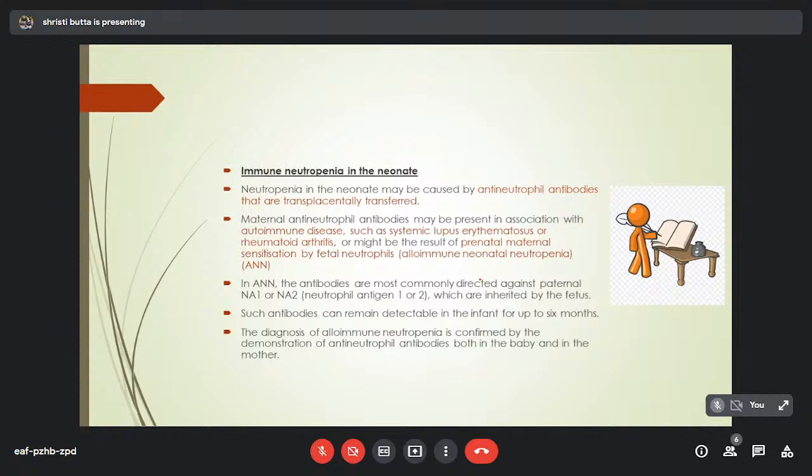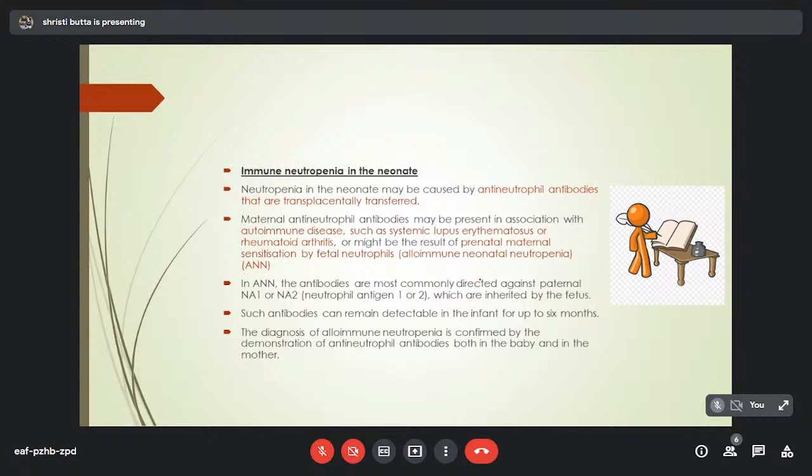Immune neutropenias in the neonate. Now, neutropenias in the neonate may be caused by anti-neutrophil antibodies that are transplacentally transferred. Maternal anti-neutrophil antibodies may be present in conditions like autoimmune disorders, SLE, rheumatoid arthritis, or might be the result of prenatal maternal sensitization by fetal neutrophils. That is the alloimmune neonatal neutropenias.